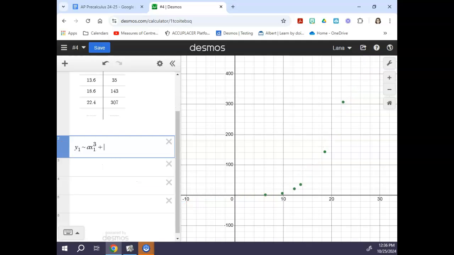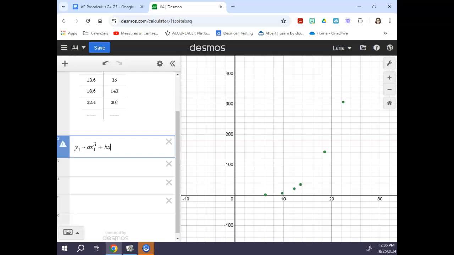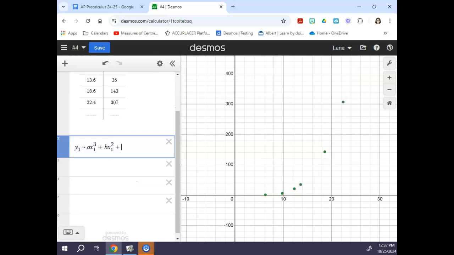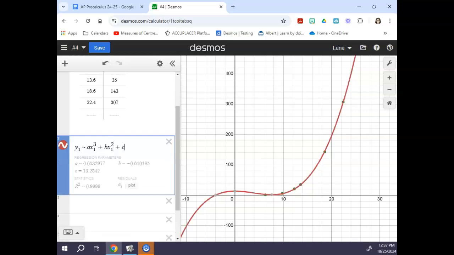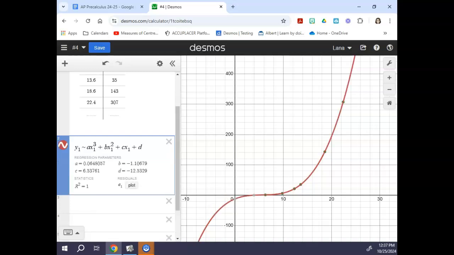And then you need a plus sign. Then you have B times X sub 1 squared. And keep going. Plus D. Okay? Everybody with me? Everybody good? And I think I can scroll some more.